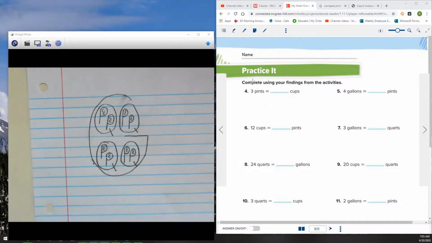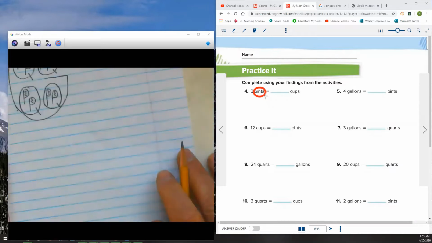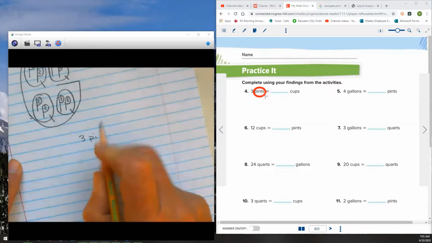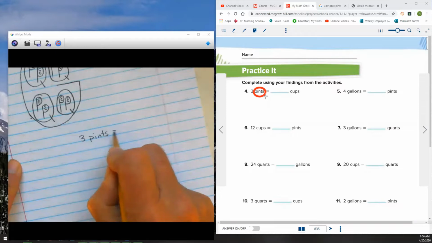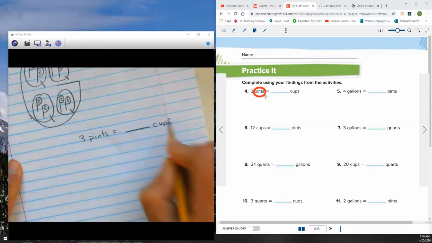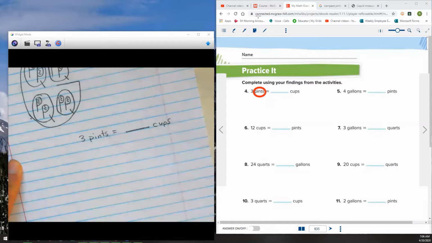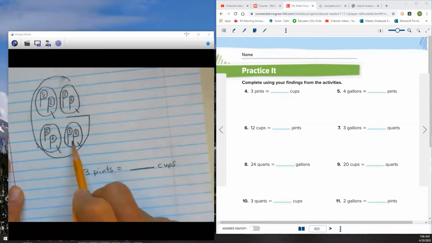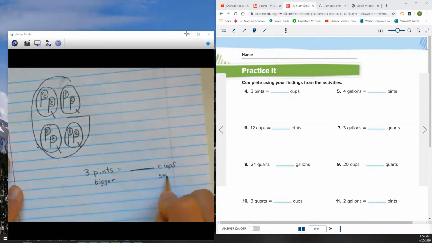Okay, so it looks like I'm going from pints to cups. And the first thing I want to look at right here is pints. So I'm going to write down here my first conversion, which will be 3 pints equals blank cups. Now on my chart here, I look for the P's. The P's are bigger than the cups, which are C. So I know that pints are the bigger unit of measurement, and I'm going to smaller.